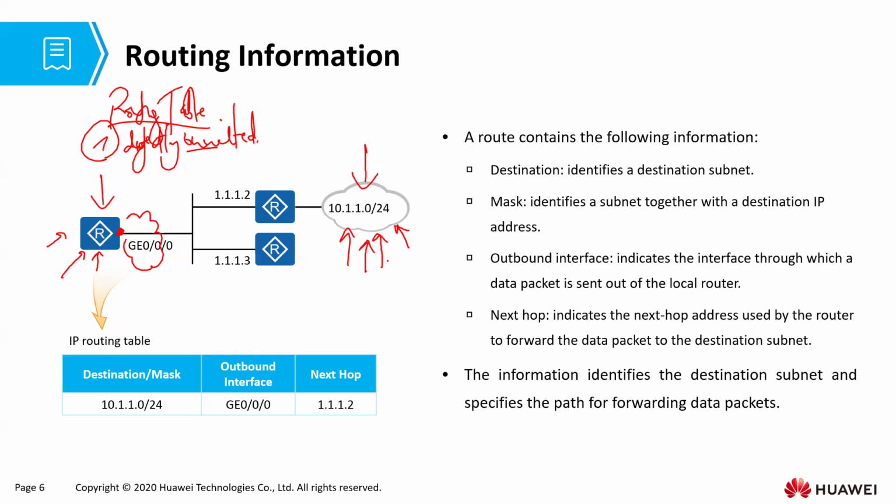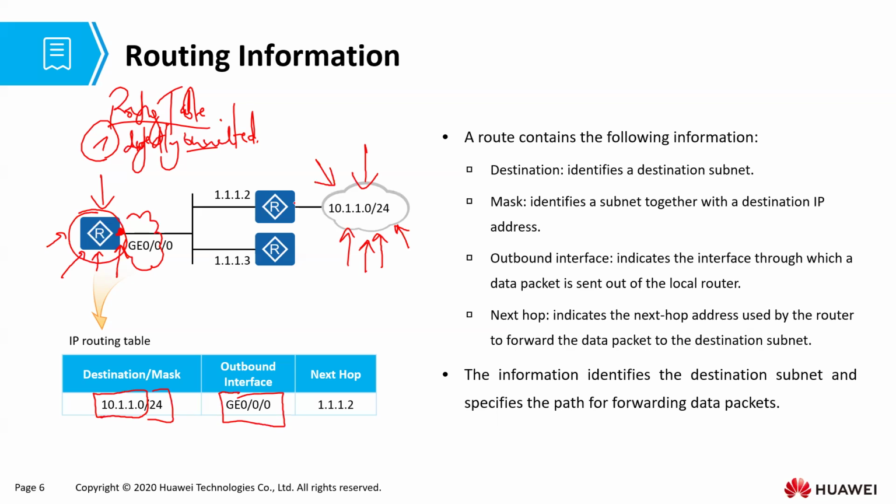Information in a route, if a route is configured. Obviously, you have the destination network and its subnet mask. Then this is the outbound interface, also known as the exit interface. It tells the router that information is destined for this network.